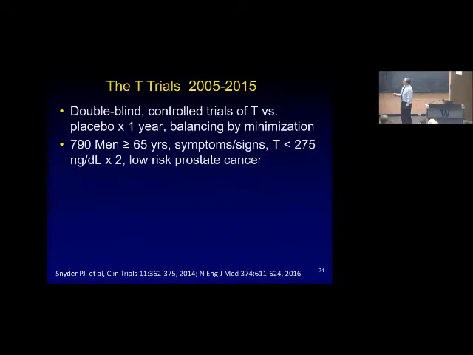So what were the testosterone trials, the T trials, that occurred in the last 10 years or so? Double-blind controlled trials of testosterone versus placebo, 1-year exposure, short-term exposure, okay? Balancing was done by minimization. So it wasn't a randomized trial, but it was done in a way that was appropriate for the particular type of study that we were doing, by a priori setting balancing factors so that groups would be more balanced initially, as opposed to stratification or pure randomization. 790 men were studied that were over the age of 65.